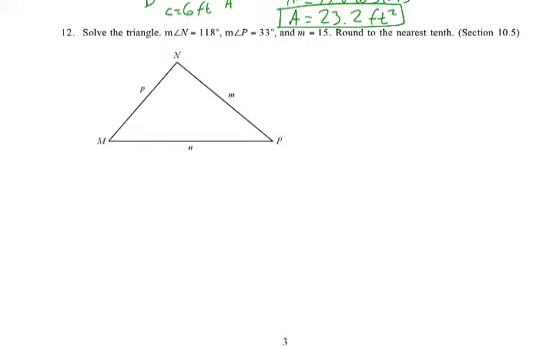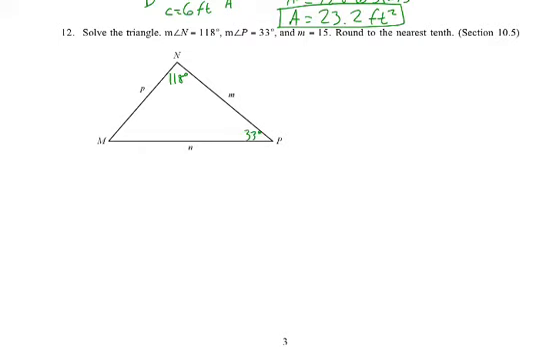Number 12 says solve the triangle, which means find all angles, find all side lengths. So we need to solve that using the information on here. So it says angle N is 118 degrees. Make sure you're plugging these in. It's going to be really hard to do this if you're not labeling things or if you're not putting in the numbers where they're labeled. Angle P is 33 degrees.